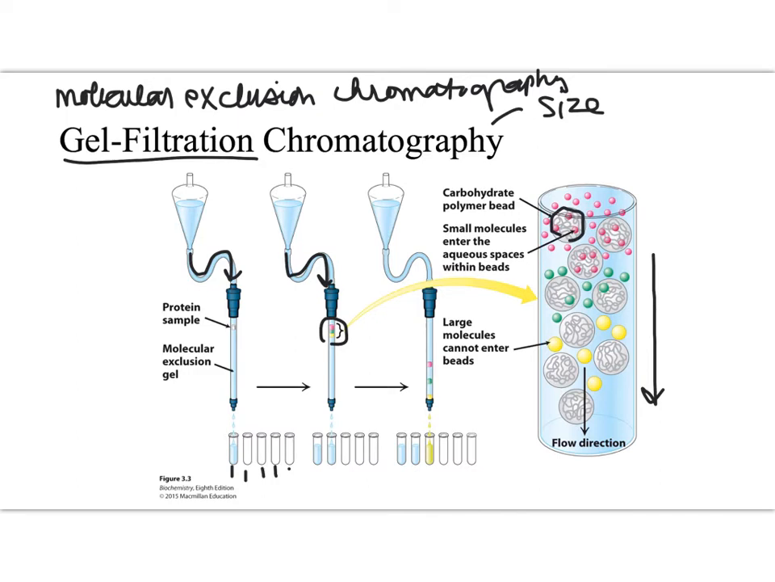Okay, so the fractions are collected, and those different fractions can be further analyzed in order to determine whether they have the protein of interest in it. Now that would be where the assay would come in handy, or some other technique to determine that.